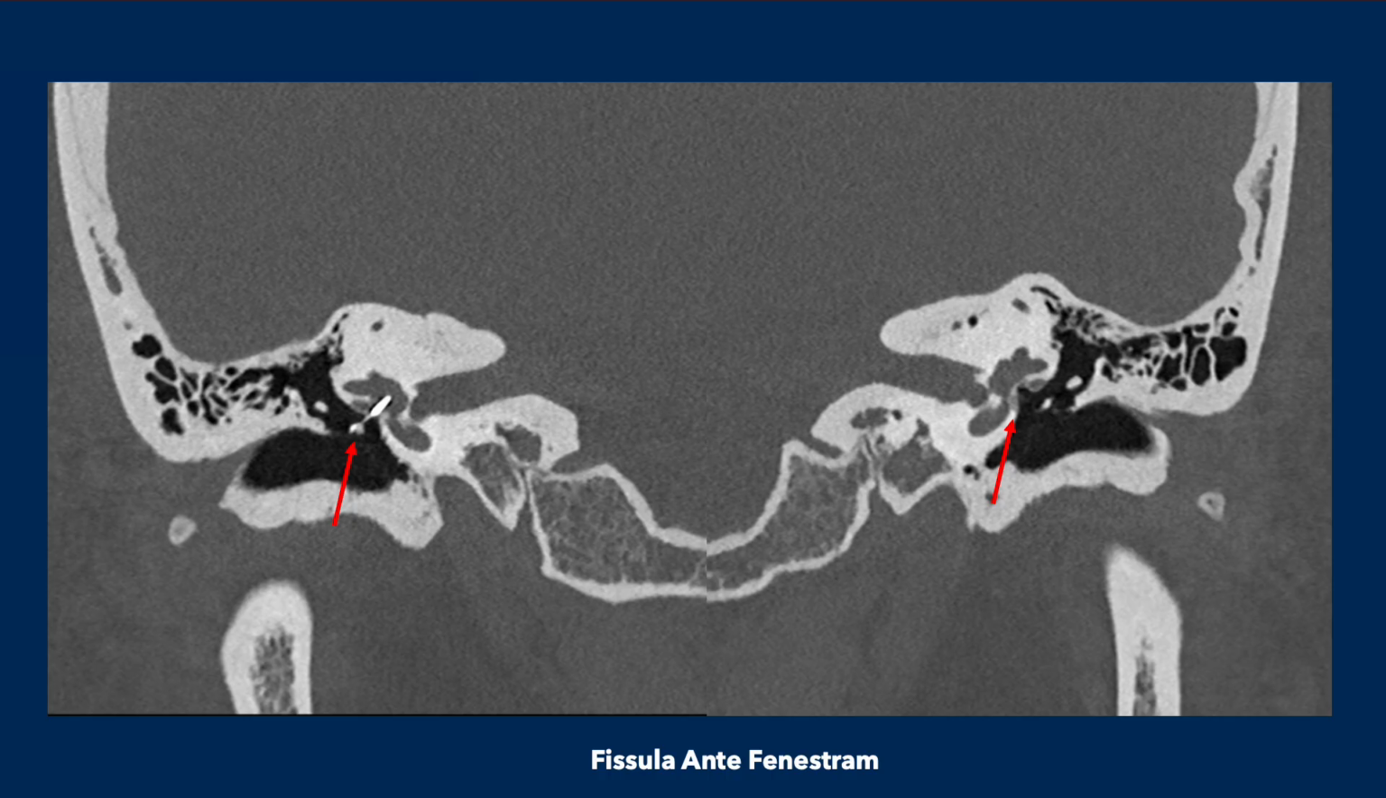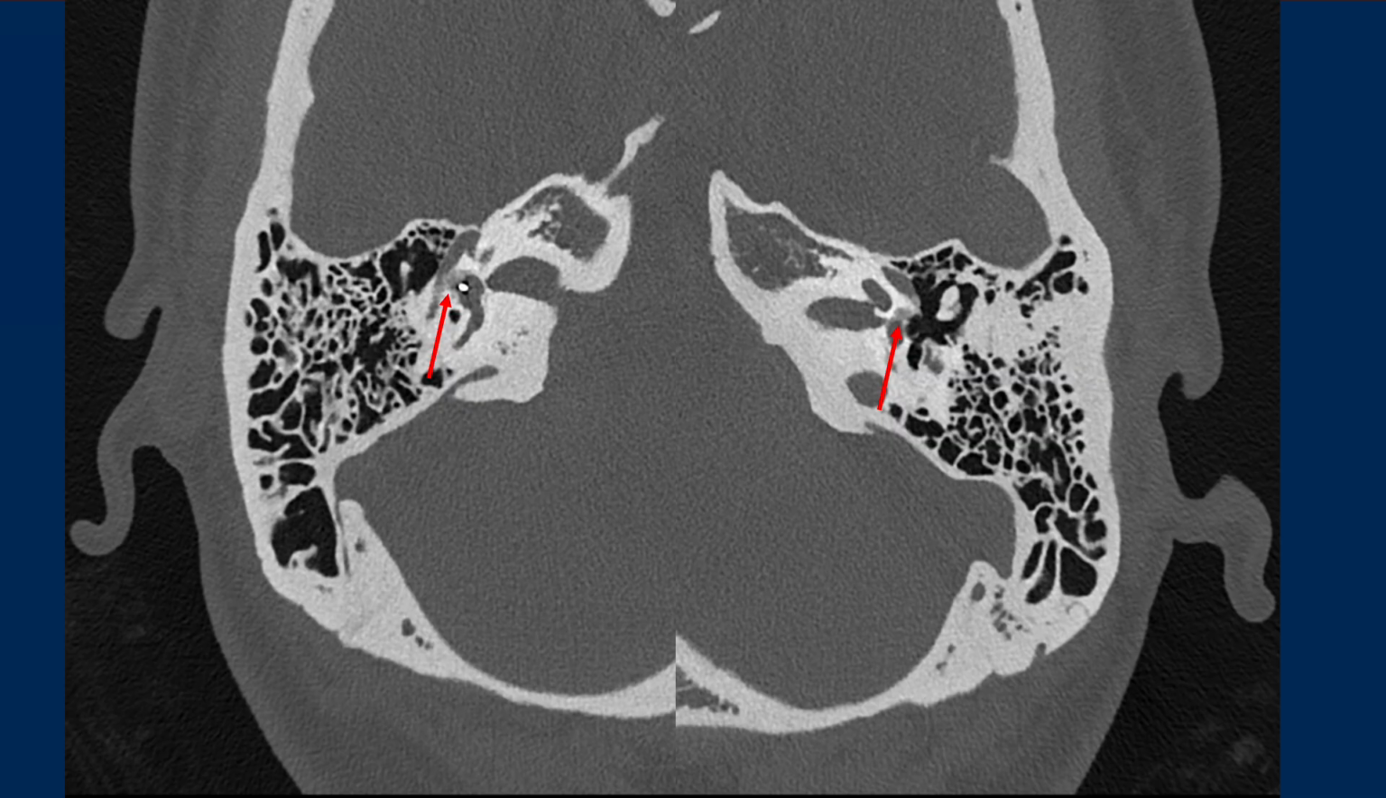This patient had a right stapes prosthesis with vestibular protrusion and a lucent region at the left fissula ante fenestram, compatible with otosclerosis, otospongiosis. On axial image, there are bilateral lucent regions compatible with fenestral otosclerosis and otospongiosis.